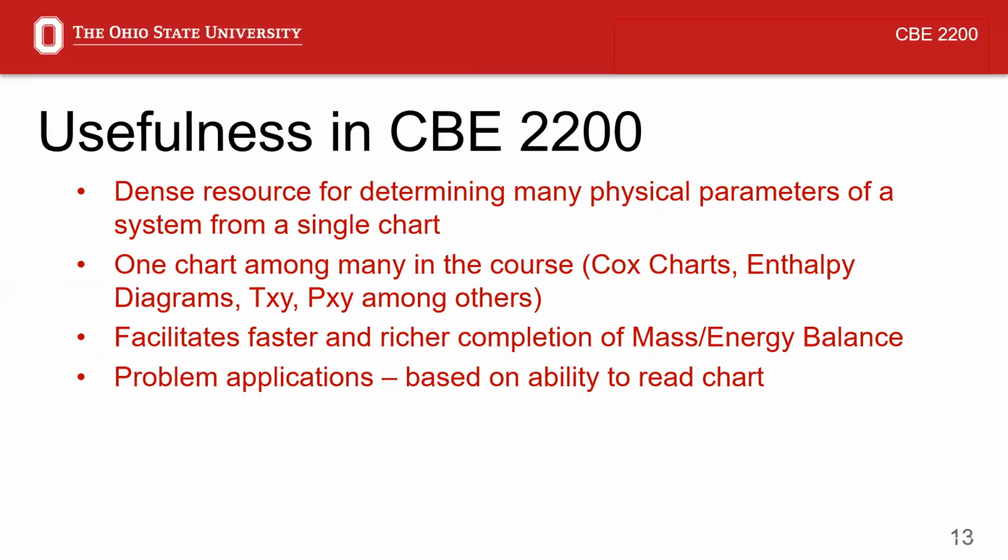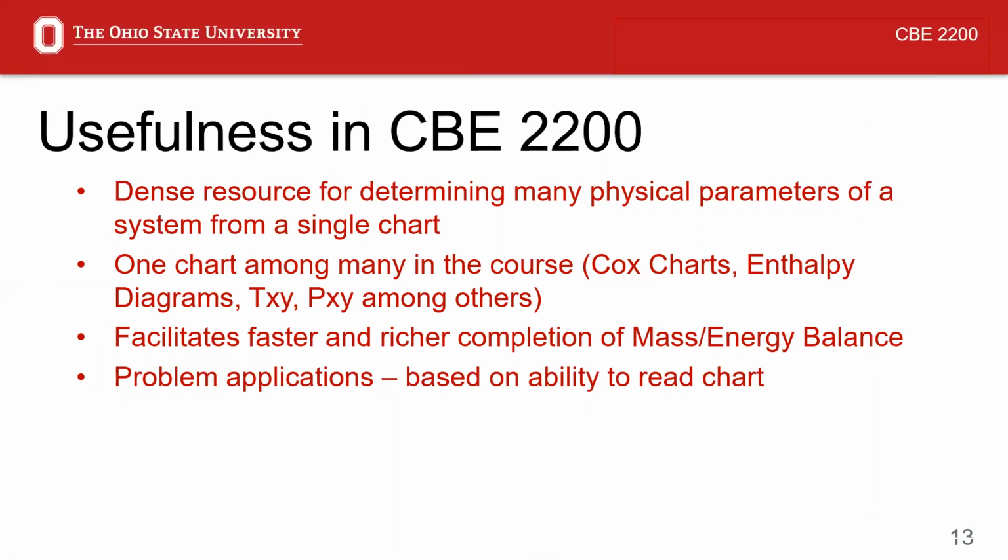And psychrometric charts are very useful in CBE 2200, because they're a dense resource and there's a lot of physical parameters in them, and it's all contained within one chart. You can, again, be given two and determine like seven different things. And that's why they're so useful.